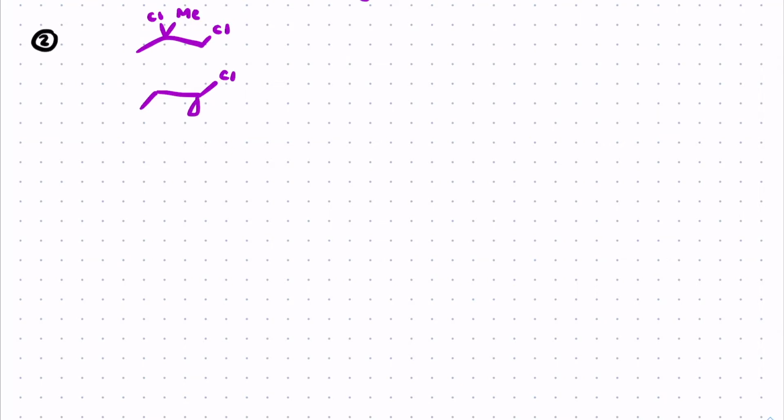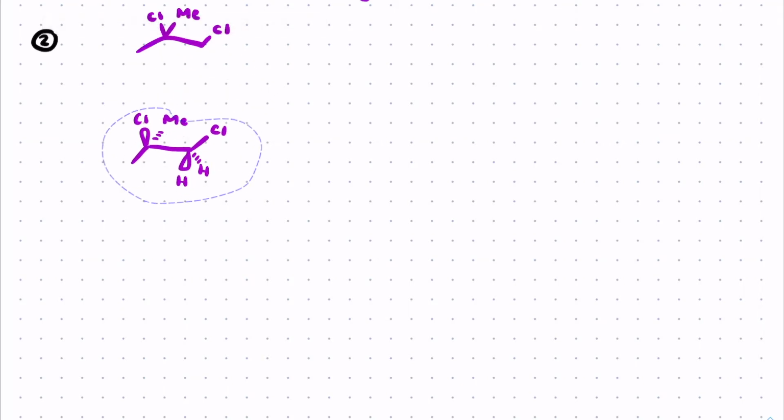So over here, both the wedge and the dash are going to be hydrogens, and right here, one of them will be a chlorine and one of them will be a methyl. It doesn't matter which way you do it, because this is not a chiral center, because you have one methyl and you have another methyl, right? So it's an important distinction. But now we've 3D-ified this thing a little bit.